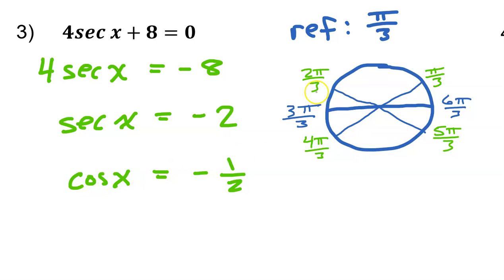The cosine of any of these angles will be some kind of 1/2. But cosine is positive in the first quadrant and in the fourth quadrant, while cosine is negative in the second quadrant and in the third quadrant. In this case, we want cosine to be negative. That's why the answers are 2 pi over 3 and 4 pi over 3.